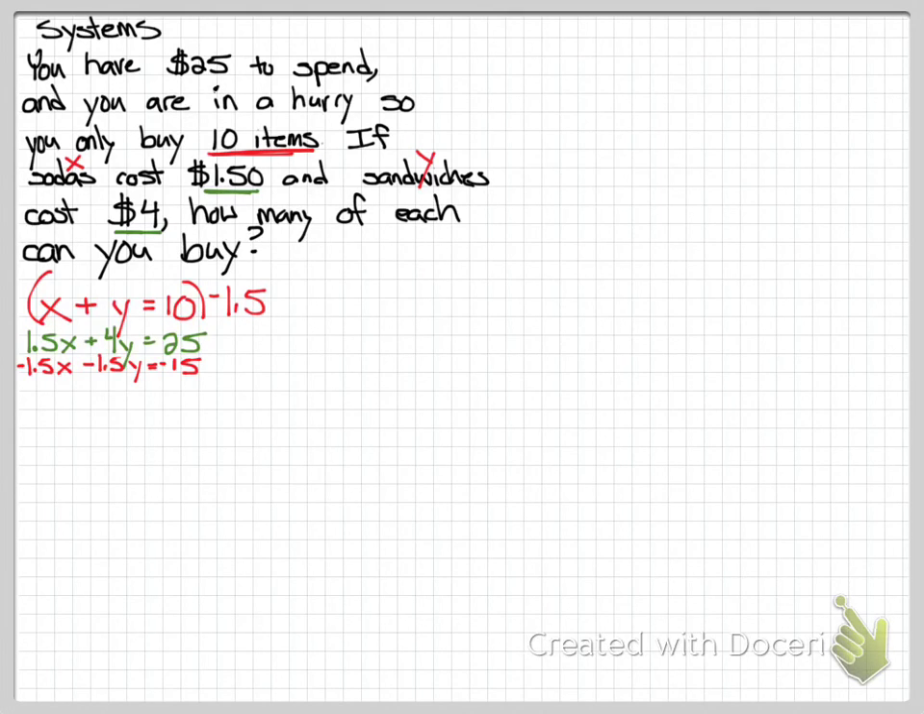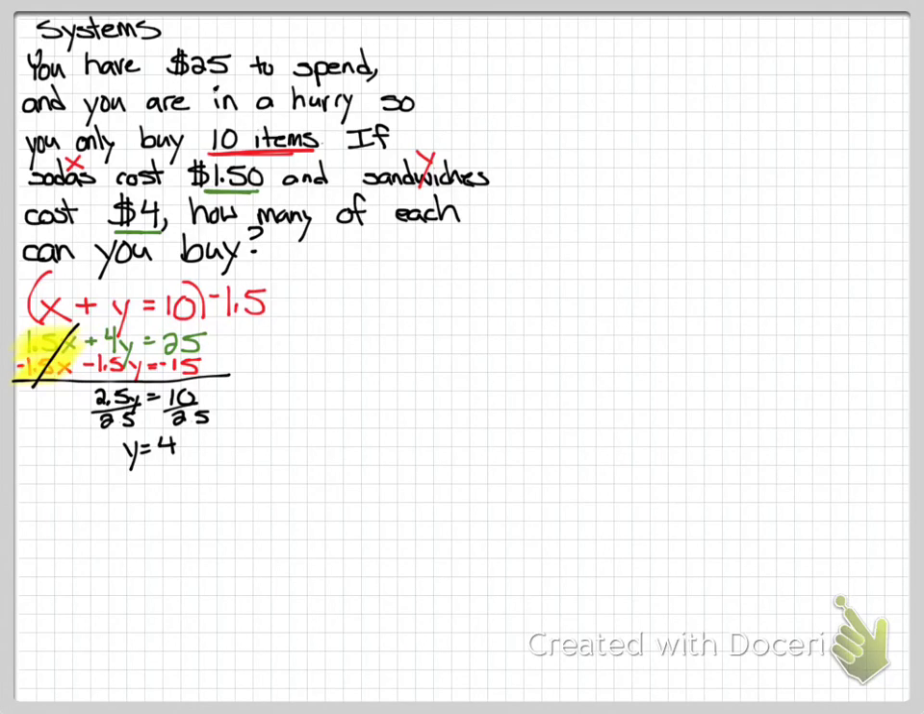So multiplying that top equation by negative 1.5, I wrote it down below. Notice the reason I chose to do that was now these are the same number but opposite sign. So if I add straight down, those cross out. 4 plus negative 1.5 is 2.5y. And 25 minus 15 is 10. Now I can easily solve for y. Divide both sides by 2.5. And y equals 4.